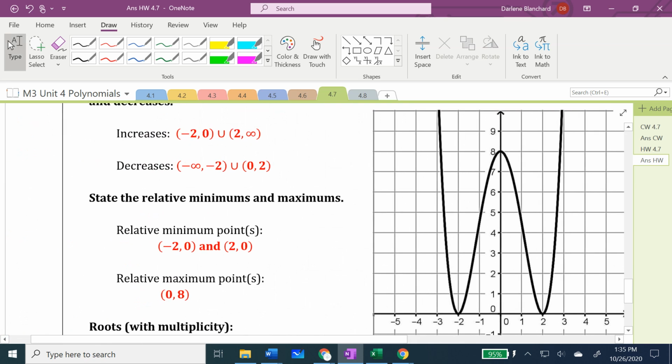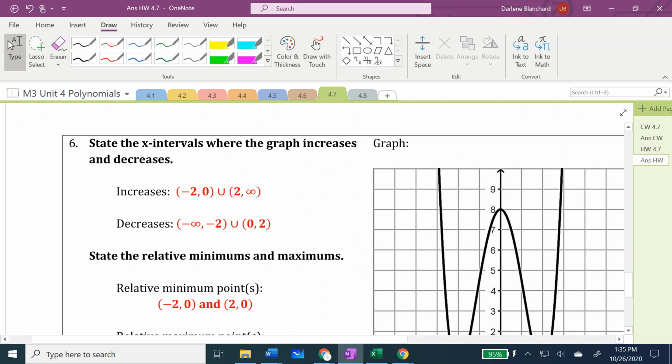Now, this last piece of homework 4.7 was making sure that you understand these vocabulary words.